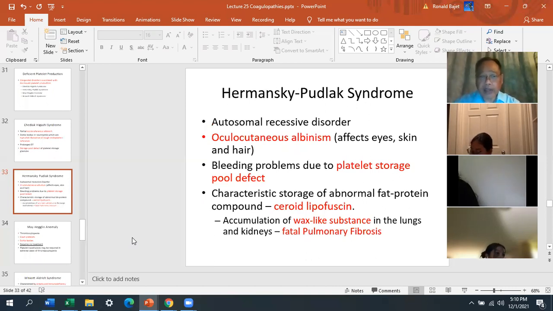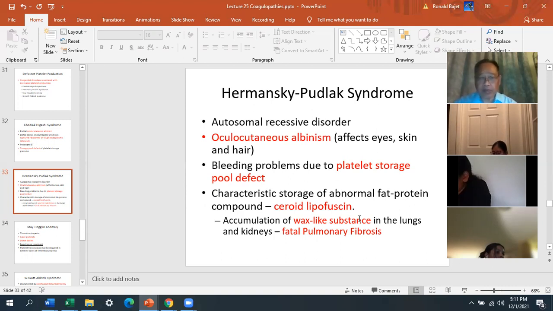Here, again, you have oculocutaneous albinism. So don't confuse that with Chediak-Higashi, because the other characteristic I want you to know about in Hermansky-Pudlak syndrome is the ceroid lipofuscin. So you have the accumulation of ceroid lipofuscin, a wax-like substance that accumulates in the lungs. So the patients with this syndrome have trouble breathing, and you can get fatal pulmonary fibrosis.